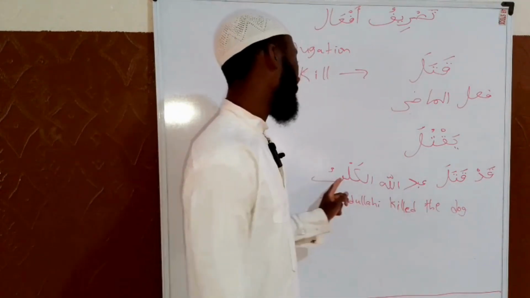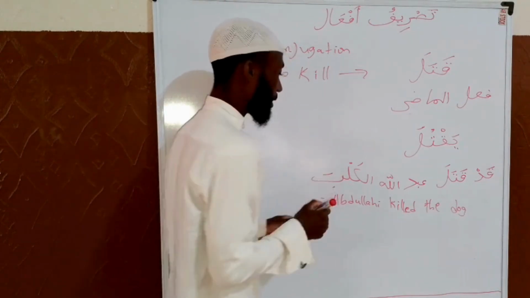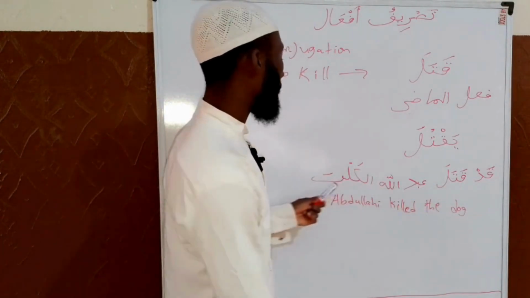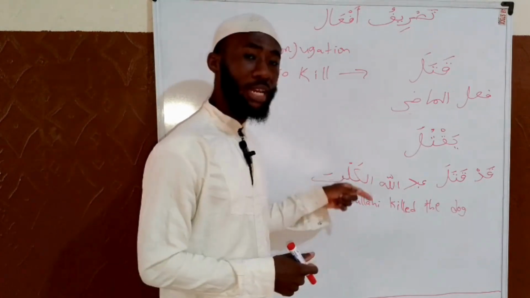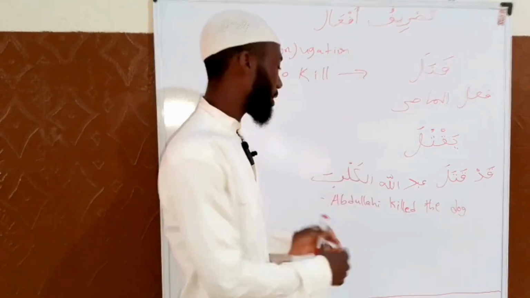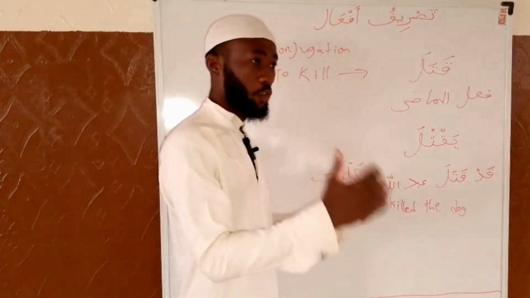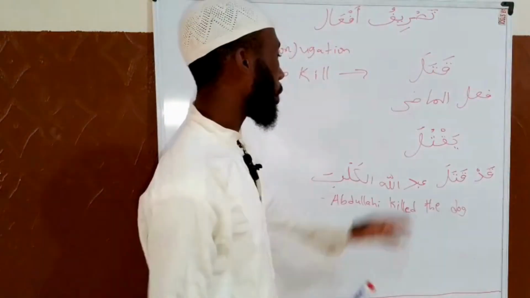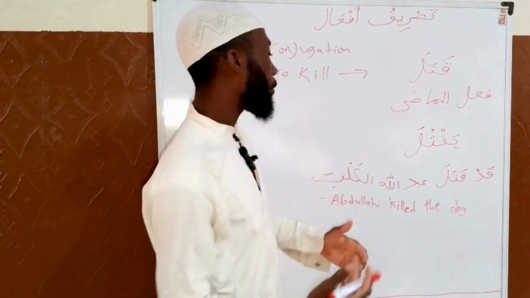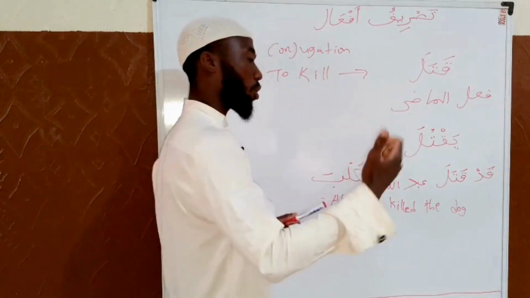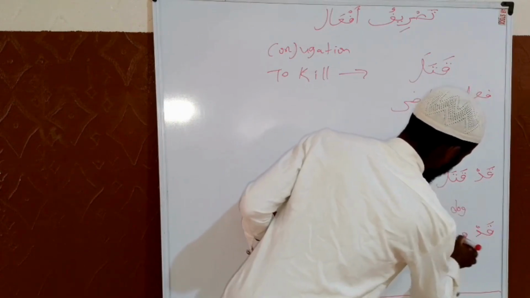Qatala Abdullah kalba. That is, Abdullah killed the dog. Because Abdullah is the fa'il, it is not going to be kalbu, it is going to be kalba, because this kalba is in the object form, that is maf'ul bihi. So qatala Abdullah kalba, Abdullah killed the dog. Now if you want to say Abdullah killed a dog, that's going to be qatala Abdullah kalban.